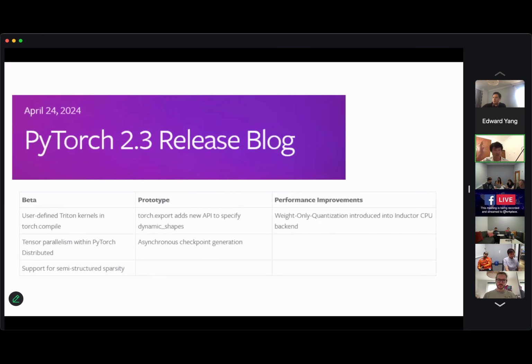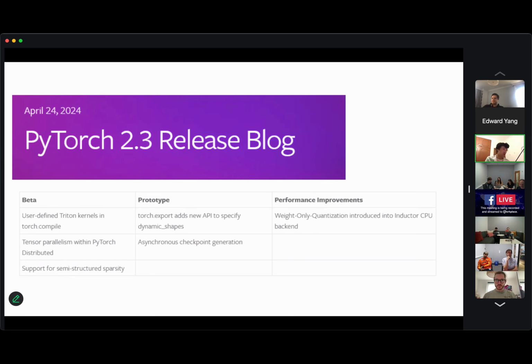Yes, in terms of PyTorch, congratulations on 2.3. Very fun. I especially loved the Triton kernels in Torch.Compile. What a fantastic feature. Finally, I get to use Triton kernels in Torch.Compile. It was already in nightly, but it's very good. It's like stable now, so that's very, very helpful. Fantastic.